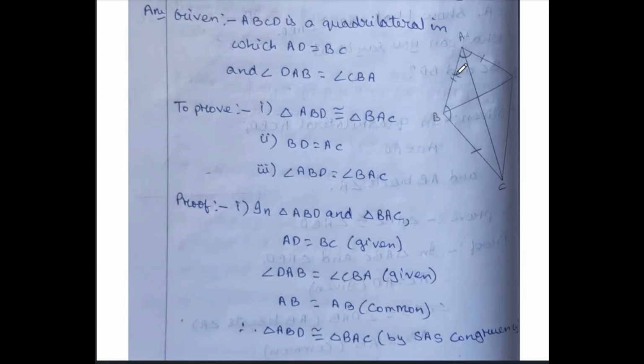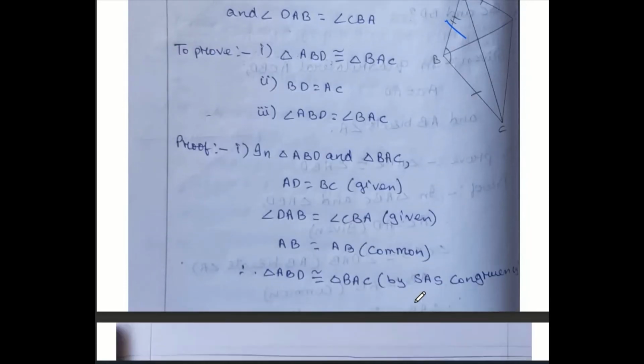Second, angle DAB belongs to this triangle and angle CBA belongs to this triangle. So this angle is already given equal. Third one, AB. You can see this AB. AB is the common line for both. So AB is equal to AB. This is the common line for both the triangles. Therefore triangle ABD and triangle BAC both are congruent under side angle side congruency.